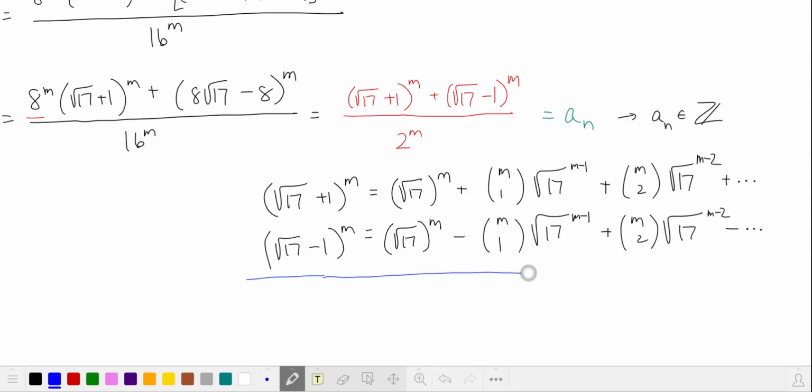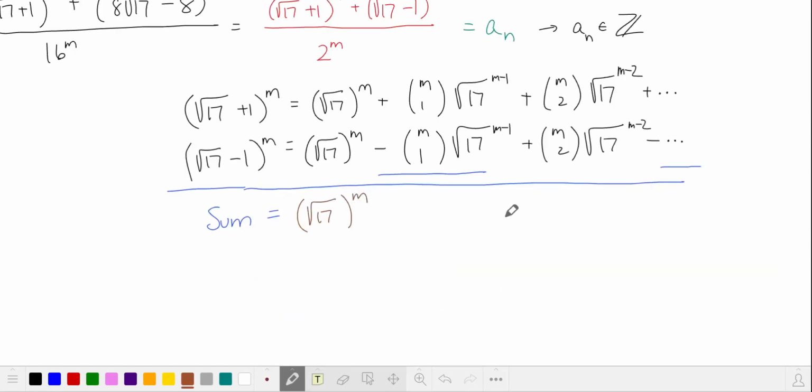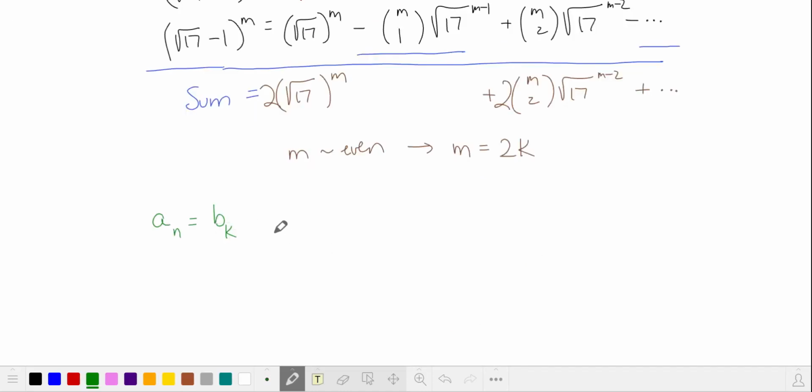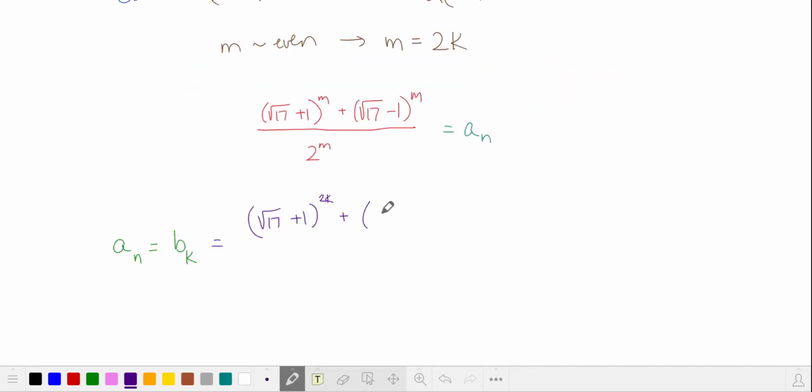In the numerator, we're taking the sum of these two expanded binomials, and we notice that every other term is going to cancel. So we're going to be left with these powers of root 17 that differ by 2. And in order to get rid of the square root sign, we again need m to be an even number. So let's let m be equal to 2k. We'll rename the terms in this sequence b sub k. And we'll rewrite these in terms of powers of 2k. We'll use our rules of exponents to square these first, and then take them to the kth power.